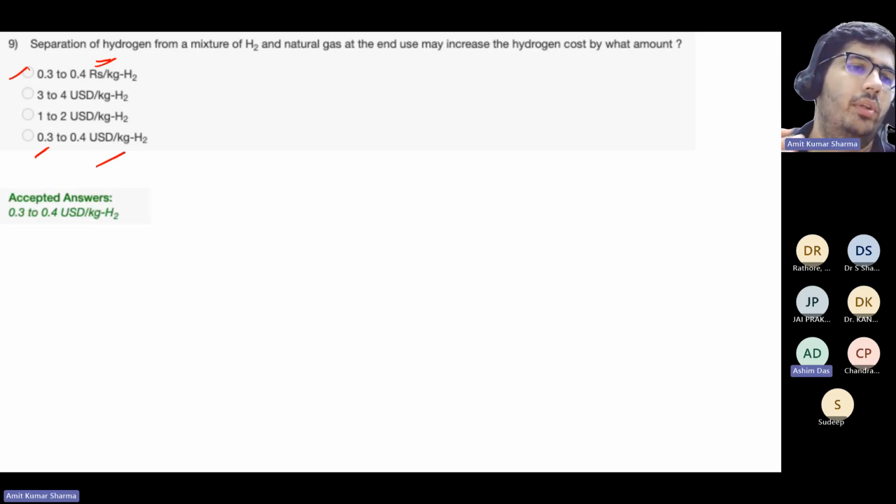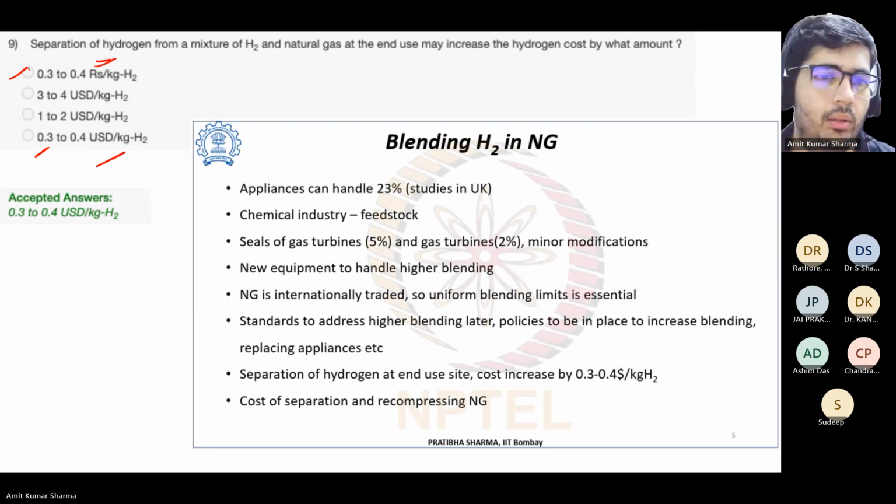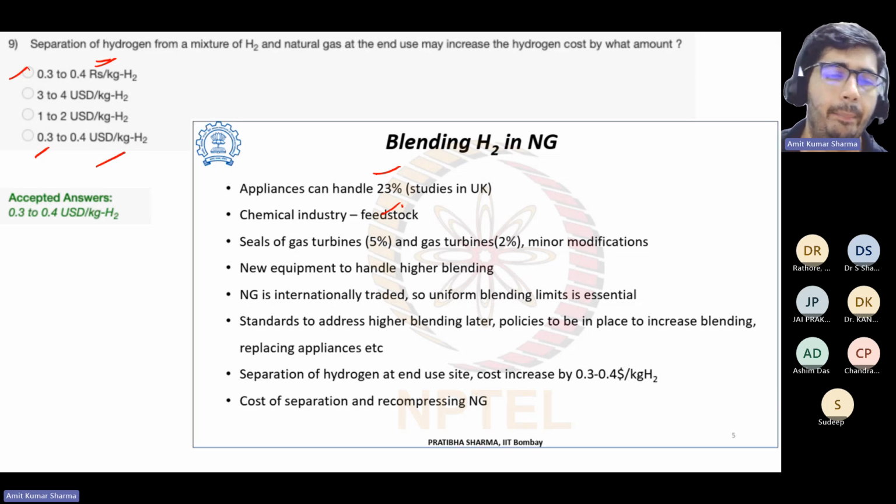For the separation of hydrogen from a mixture of H2 and natural gas, you have to spend some extra money. That will be around 0.3 to 0.4 US dollar per kg H2. Regarding blending in the UK, they have a study claiming that their appliances can handle 23% of blending.